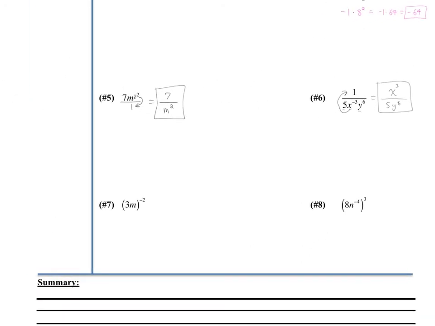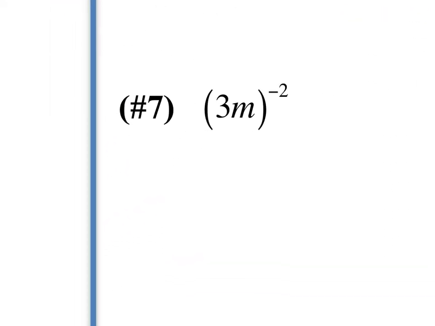All right. Last couple examples. We have 3m to the negative second power here. All right. So we have any pow happening here? We do. We have the 3 to the negative second and m to the negative second. So we're going to have 3 to the negative second, m to the negative second. Anything to multiply straight across now? No.